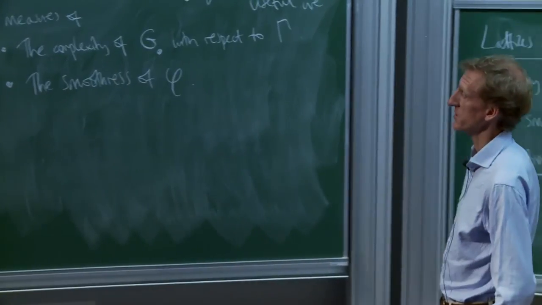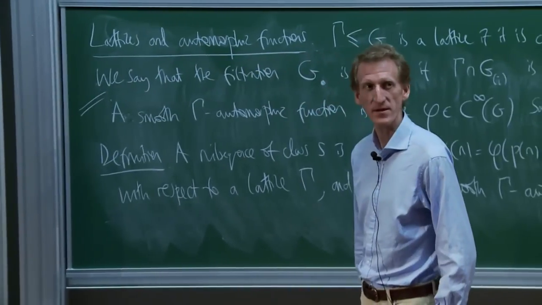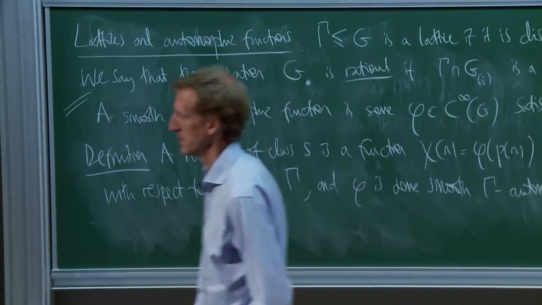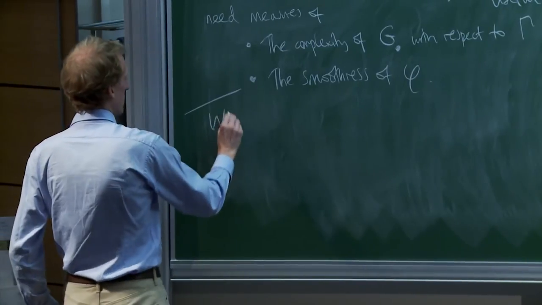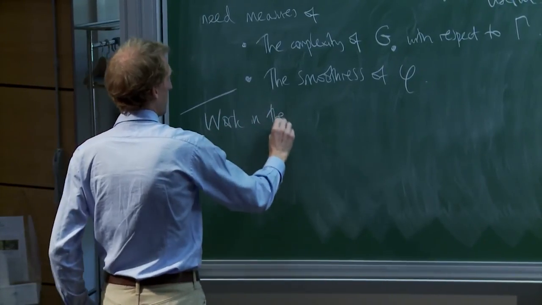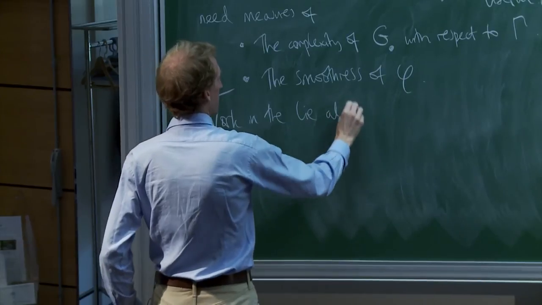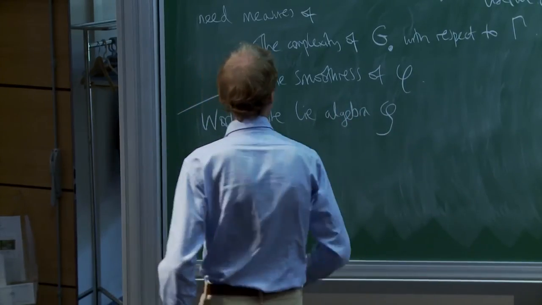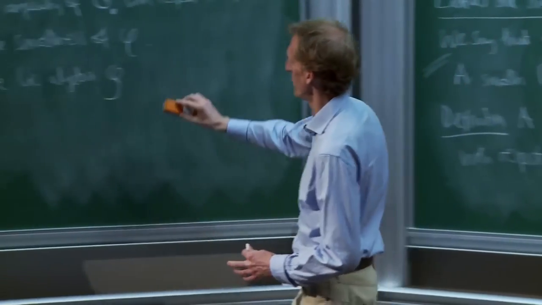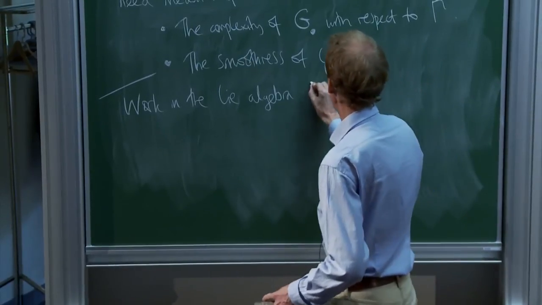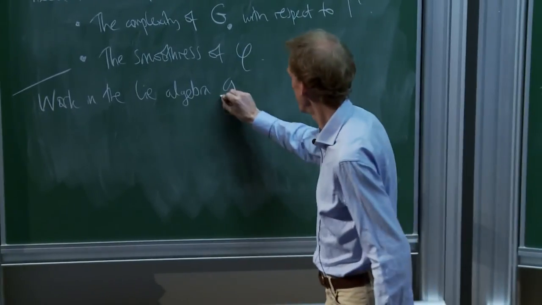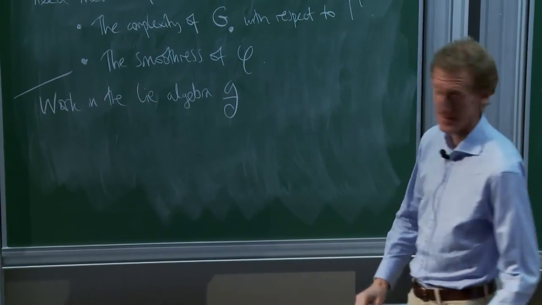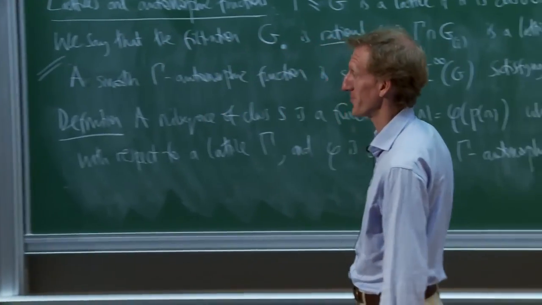So to quantify those notions, well, you have to choose a basis with respect to which you're measuring these things. And the way to do that is to pass to the Lie algebra. So we work in the Lie algebra, curly G. I need to make sure that does not look like a phi. Yeah. Well, there's a Lie algebra, g.